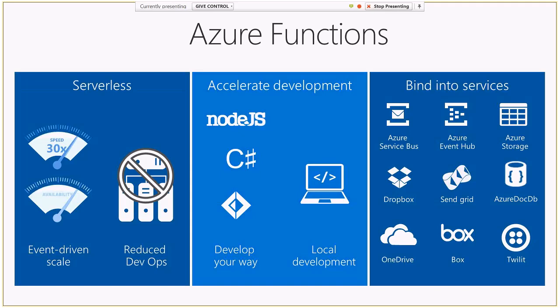Reduced DevOps, which we have discussed in our previous slides. Accelerated development: you can develop in different languages. We have different options: Node.js, C#, and some other languages. They have also recently introduced Java, so we can do development with Java as well. Local development: as I said, you can develop locally with your Azure functions, and you can even run them on-premises, on your VM, or directly on the cloud. Bindings to services: these are components you can bind, and the function can easily communicate with these components and services.